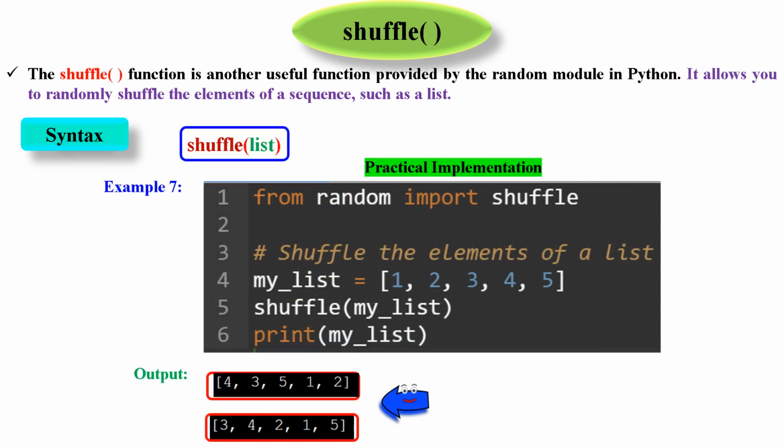The shuffle function is another useful function provided by the random module in Python. It allows you to randomly shuffle the elements of a sequence, such as a list. The syntax is shuffle of list.